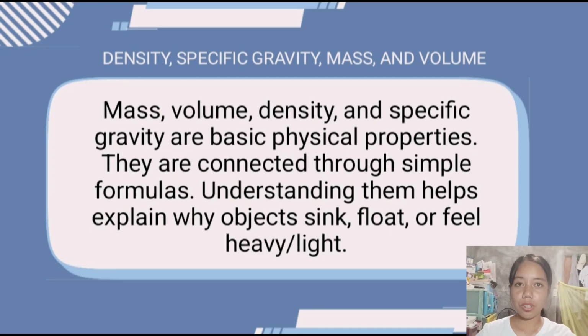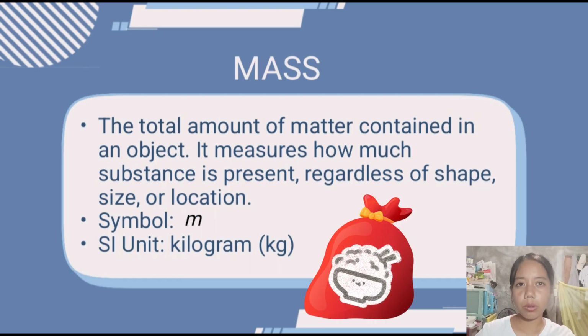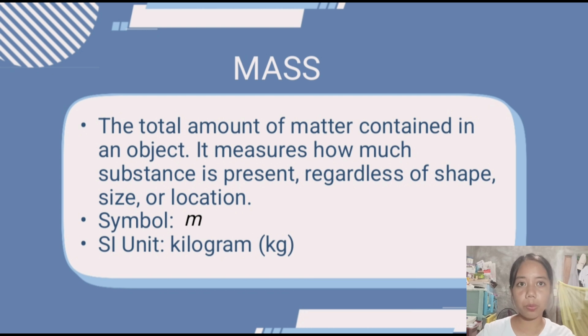So, let's start with mass. Mass is the total amount of matter in an object, basically, how much stuff is inside it. It doesn't change whether you're on Earth or the moon. The symbol for mass is m and its SI unit is kilogram. For example, if you have a 1 kilogram bag of rice, that's its mass, no matter where you bring it.